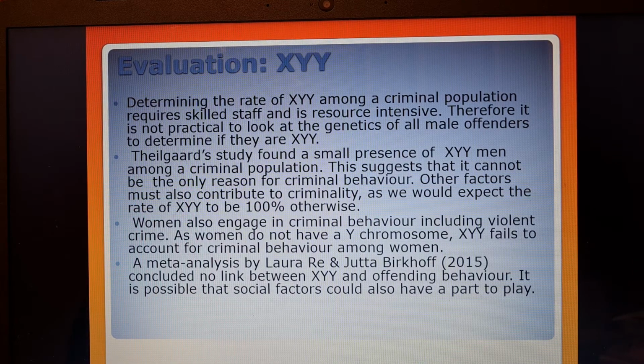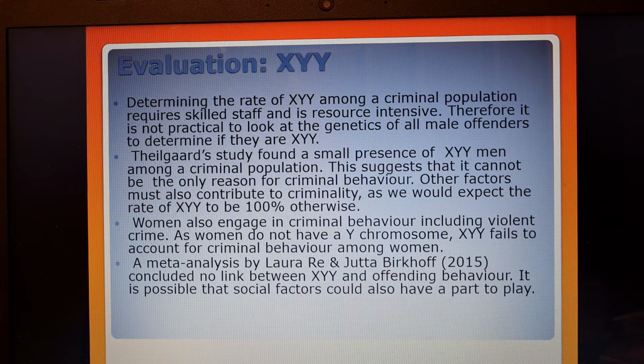A weakness also is that women engage in criminal behaviour, including violent crime. So how can women's behaviour be explained? Women do not have an extra Y chromosome or XYY. This explanation fails to account for criminal behaviour amongst women.